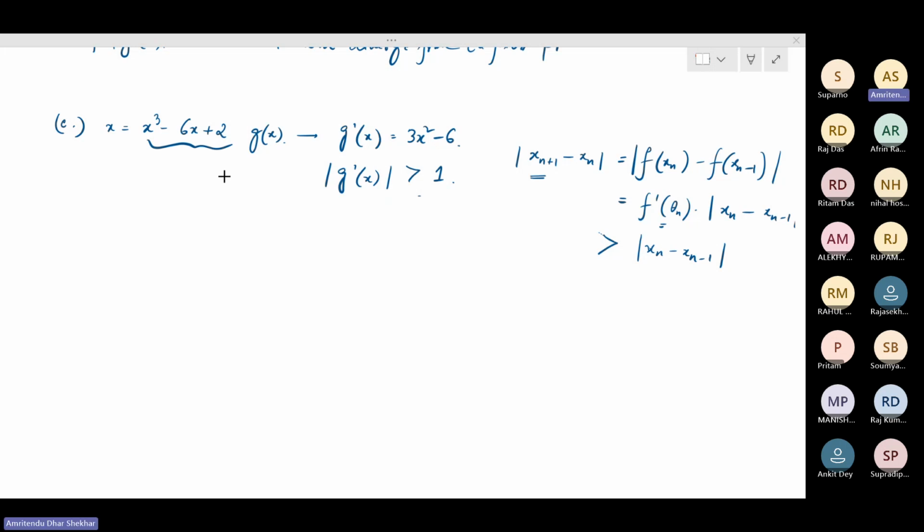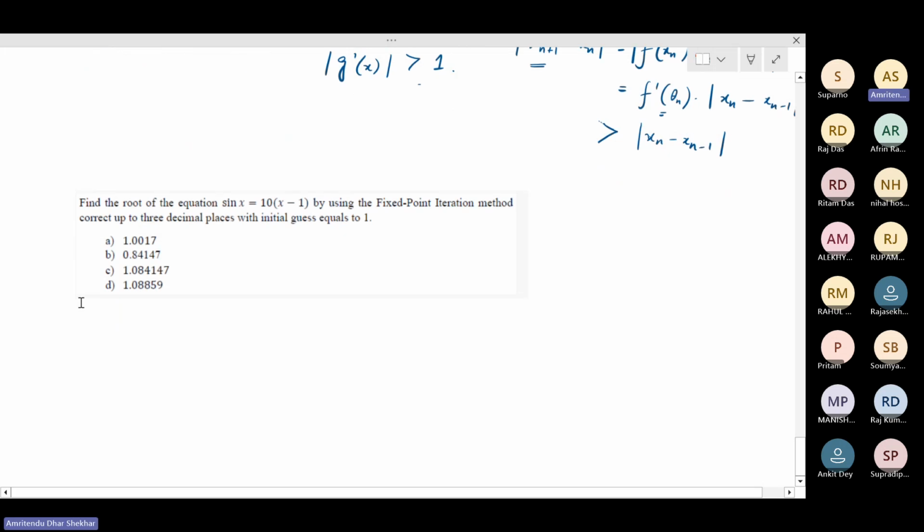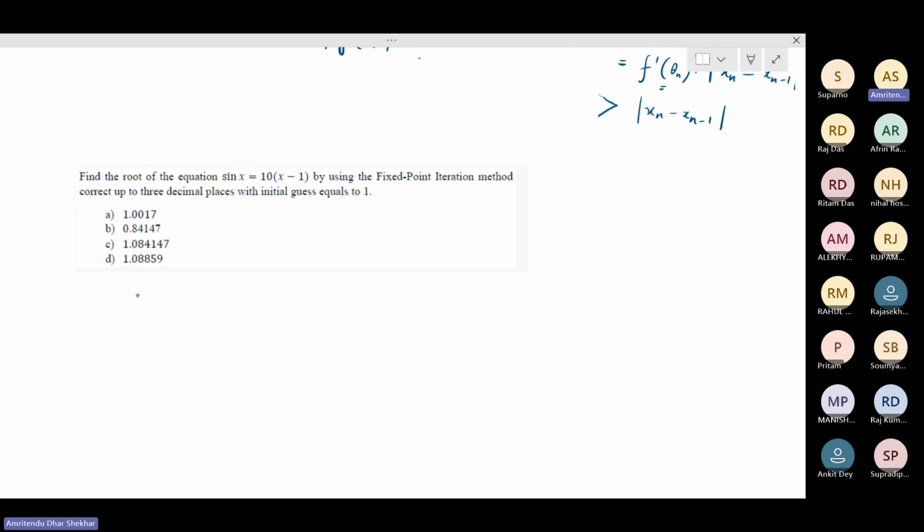So let's look at one problem along these lines, which is this problem. Again, you might notice that there are many ways to set up a fixed point scheme. But if you choose this fixed point scheme, so if you choose x to be equal to, okay, let's see. So we have 10 times x minus 1 is equal to sine of x.